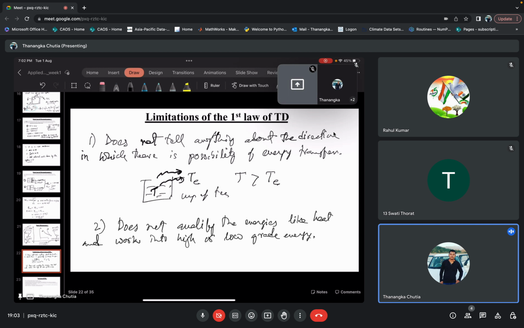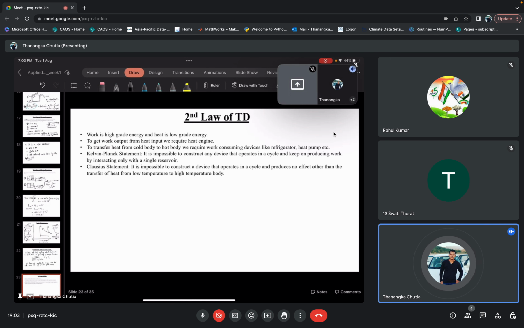No. So that means all the work can be converted into heat, but all the heat cannot be converted into work. This is what the second law of thermodynamics tells us, that heat is a low grade energy and work is a high grade energy. So the limitations of the first law of thermodynamics are that it does not tell us anything about the direction in which energy transfer may occur, and it also does not qualify the energies like heat and work into high and low grade energy. That's why the second law of thermodynamics comes into picture.